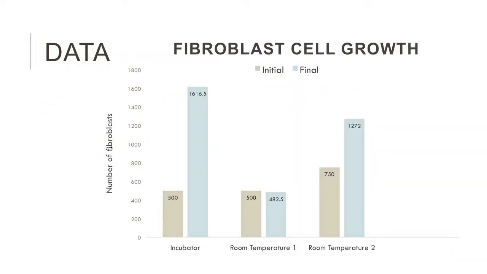So we did some ground truth experiments first to test the growth of the cells in different temperatures because there's no incubator aboard the ISS, so we want to see how the cells would grow in room temperature. So as you can see, incubator growth is much better than in room temperature, but we found out that if we start with 750 cells instead of 500, then the growth in room temperature would be much better.